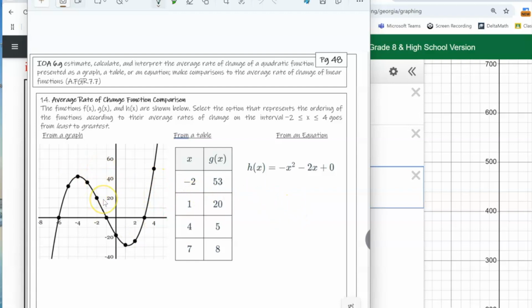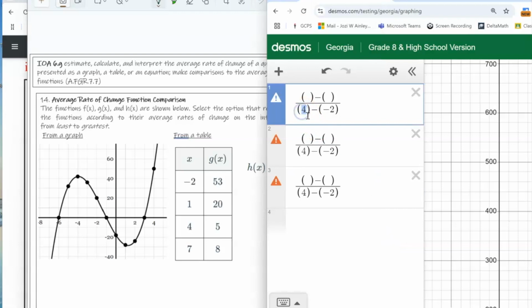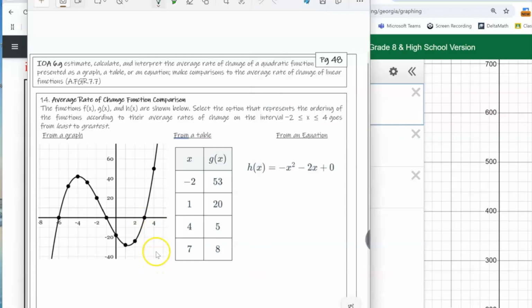So starting with the graph. If you're looking for average rate of change from a graph, you're looking at what 4 matches up with. Remember, this 4 is an x. So if I look at my graph, I know that this is x and this is y. So I'm going to go where x is equal to 4. It's right here. And I'm going to go up or down until I meet the graph. Well, if I go down, I'm not going to meet the graph, right? But if I go up, I meet the graph right here.